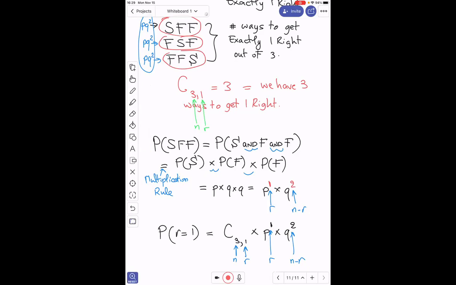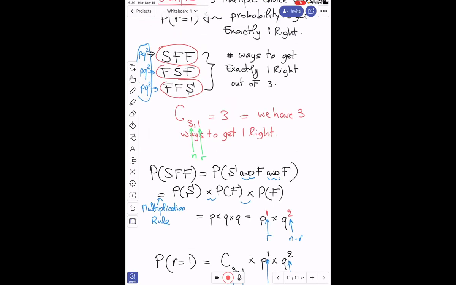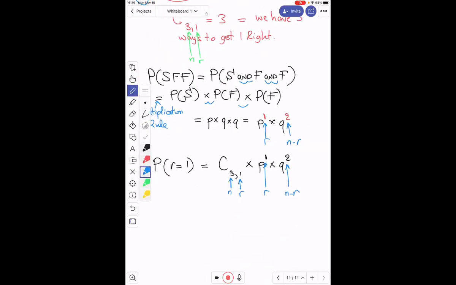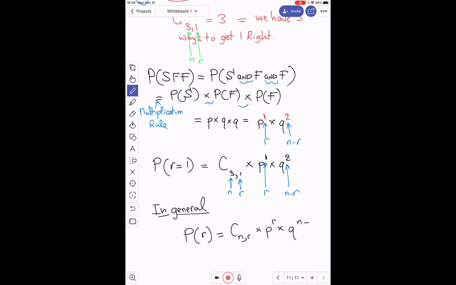So in general, this is just an example, of course. In general, the probability of R successes would be N choose R, where we compute the number of ways to get R successes out of n trials, times, of course, the probability of success to the power R times Q to the power n minus R.